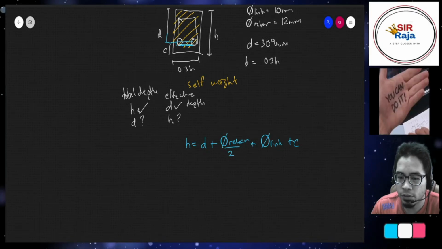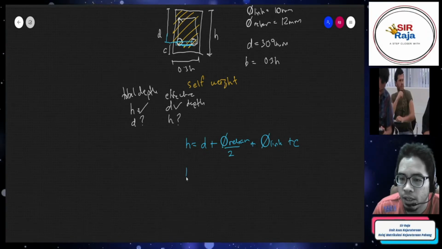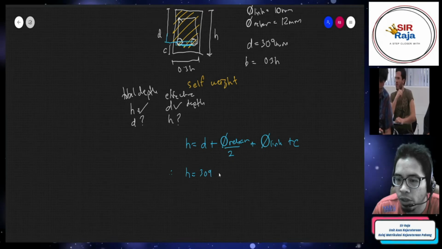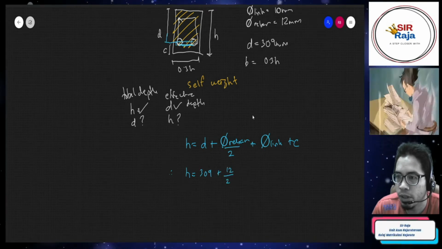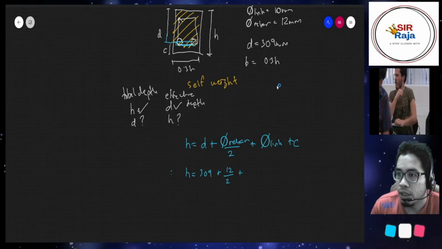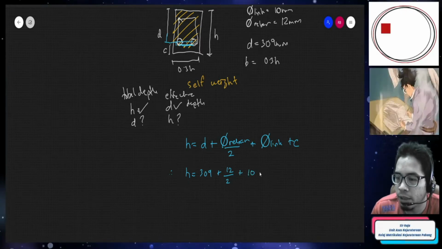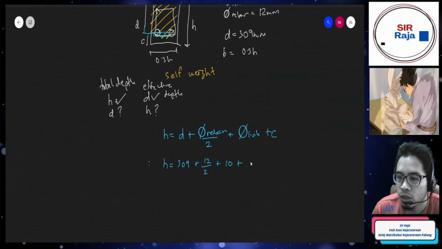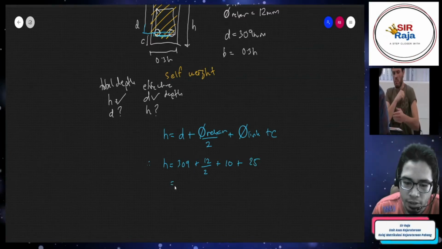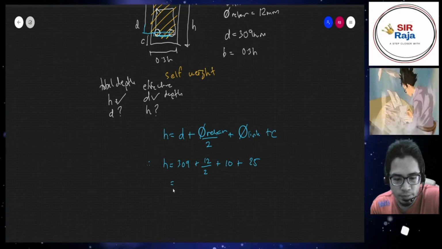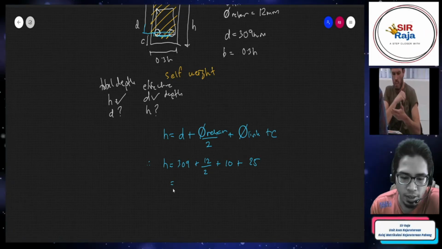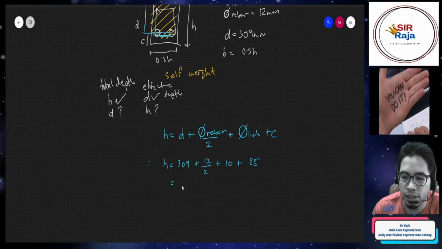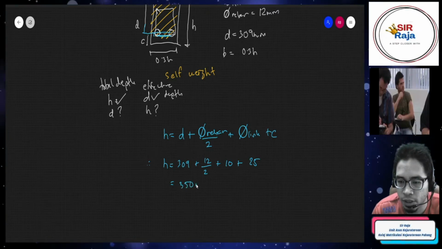From the information given, H is equal to D, which is 309, plus the rebar 12 divided by 2, plus the link, which is 10 mm, and plus the cover C, which is 25 mm, given in the question. So the H we get is 350 mm.